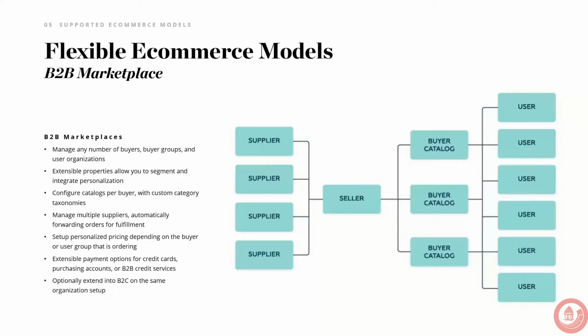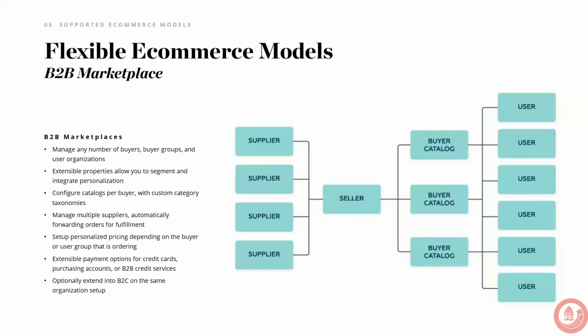So you can set up specific buyer catalogs for each of those buyer groups, because you might be offering, for example, different pricing to a particular buyer, and then different pricing to another buyer. So this basically caters to your B2B scenarios. You can again configure your catalogs per buyer. You can create custom category taxonomies, etc. And you can personalize the pricing as well. So you can have different pricing based on the buyer group that you're selling to.